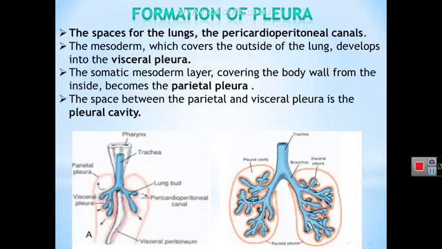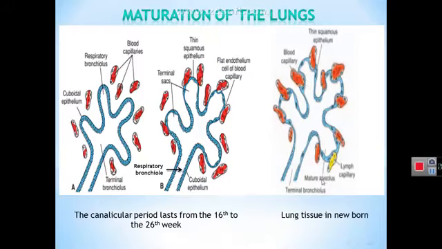The mesoderm covering the outside of the lung forms the visceral pleura, while the somatic mesoderm covering the inside of the body wall forms the parietal pleura. The space between the visceral pleura and parietal pleura is the pleural cavity.